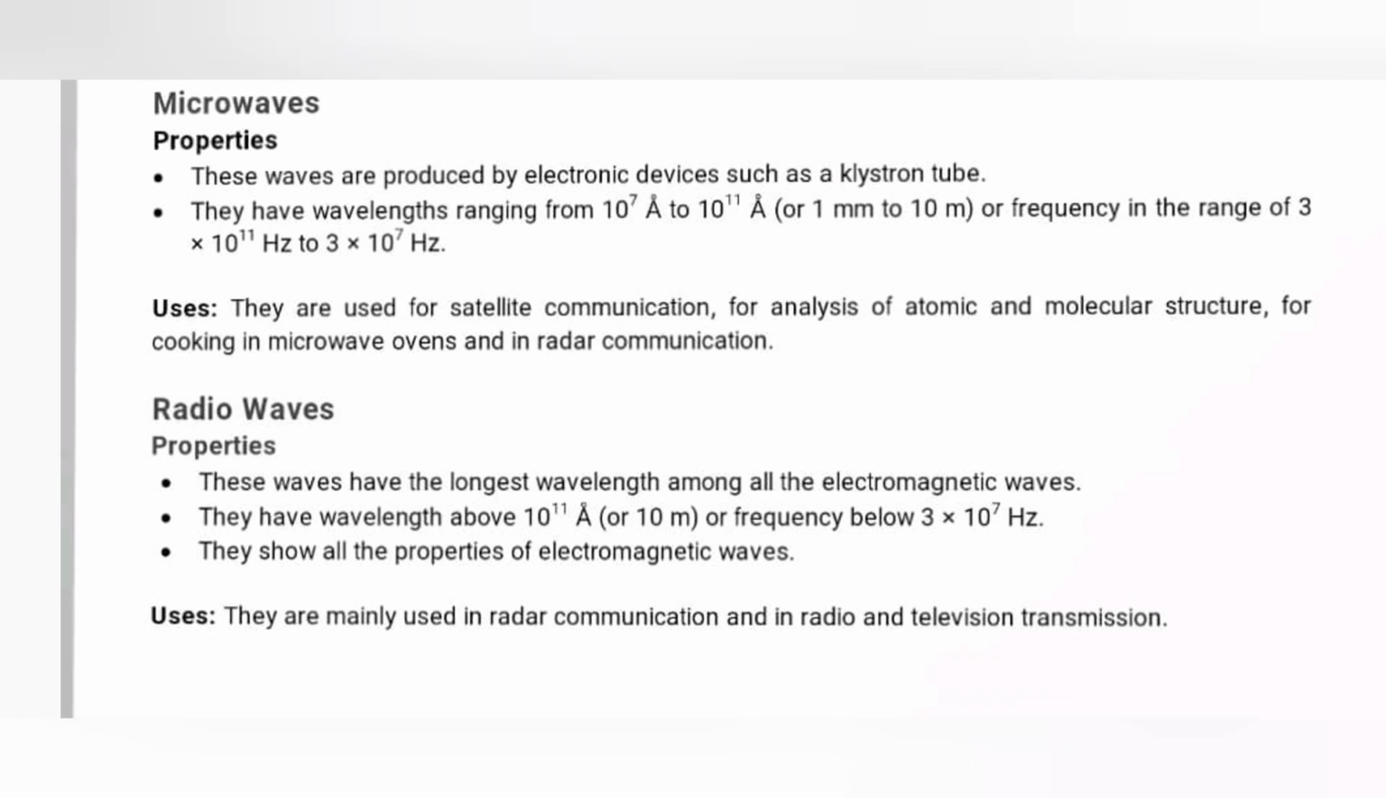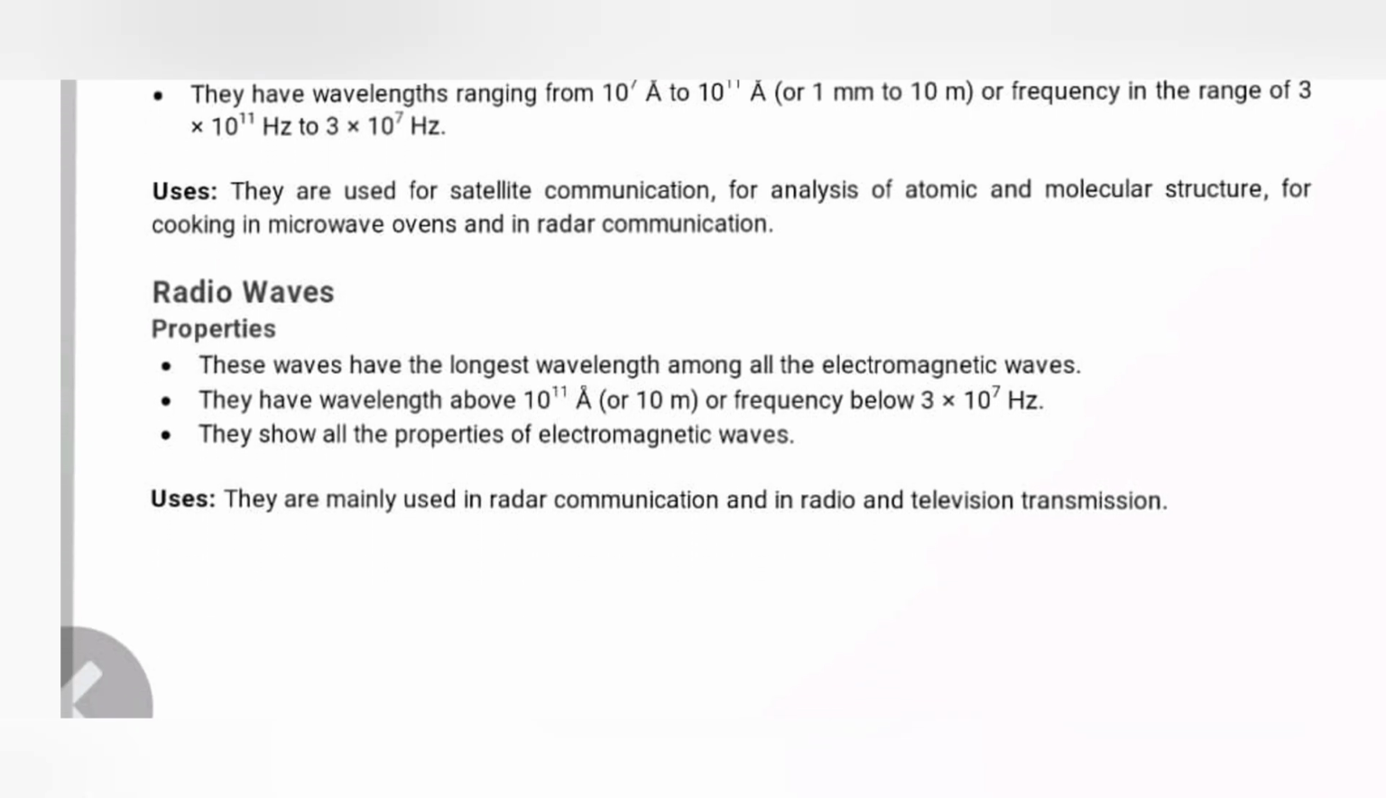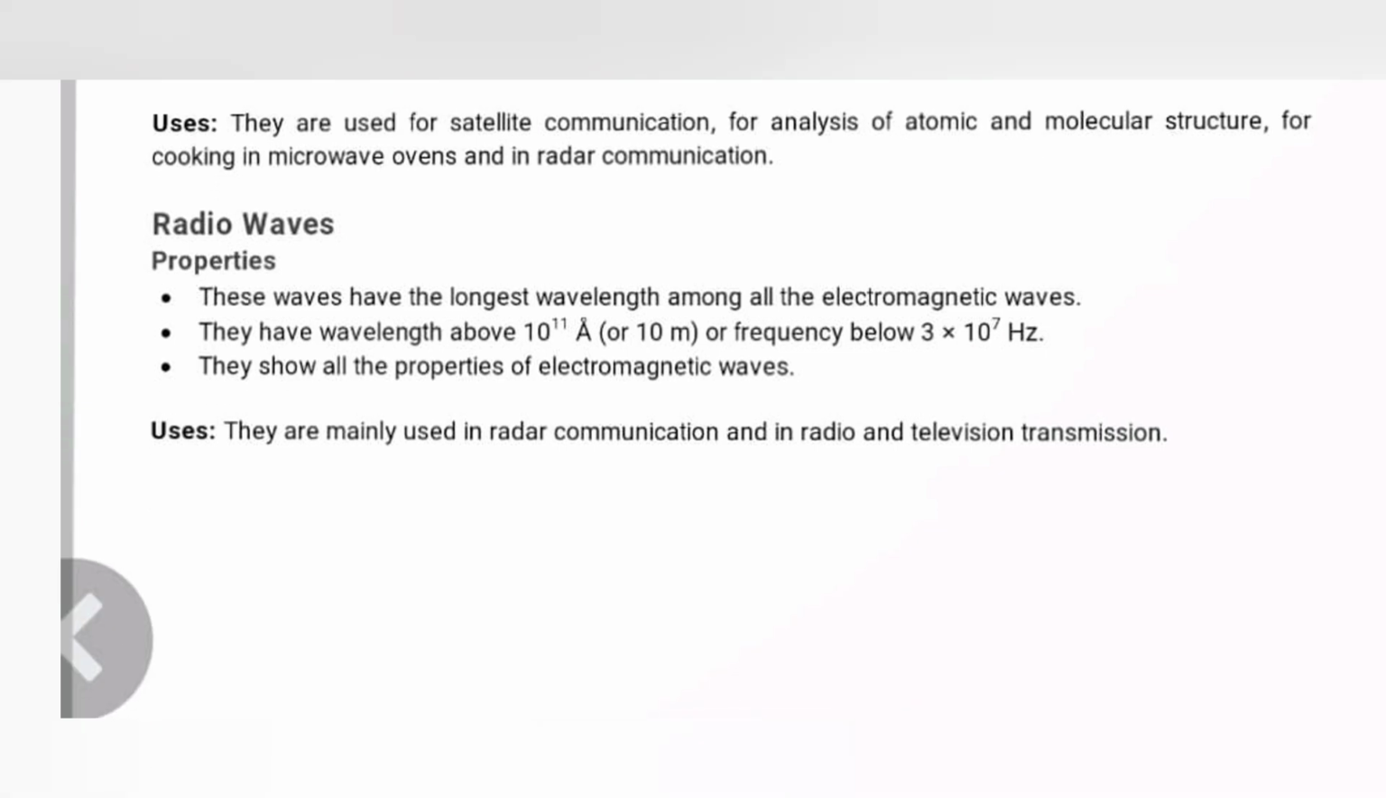So radio waves. These waves have the longest wavelength among all the electromagnetic waves. They have wavelength above 10^11 Angstrom or 10 meters, or frequency below 3 × 10^7 hertz. They show all the properties of electromagnetic waves. Uses: they are mainly used in radar communication and radio and television transmission.